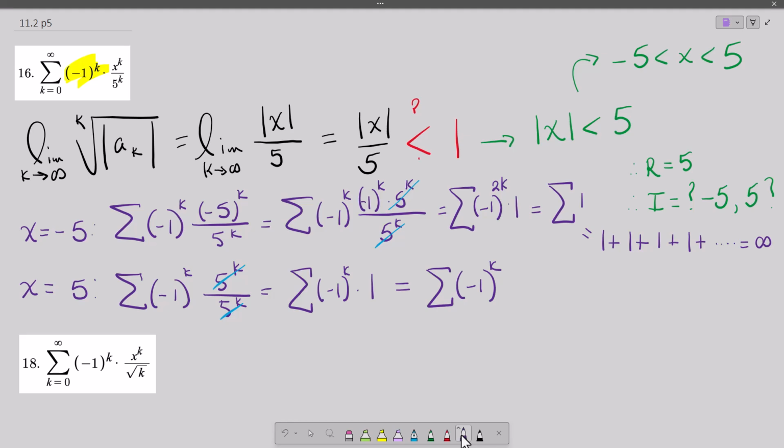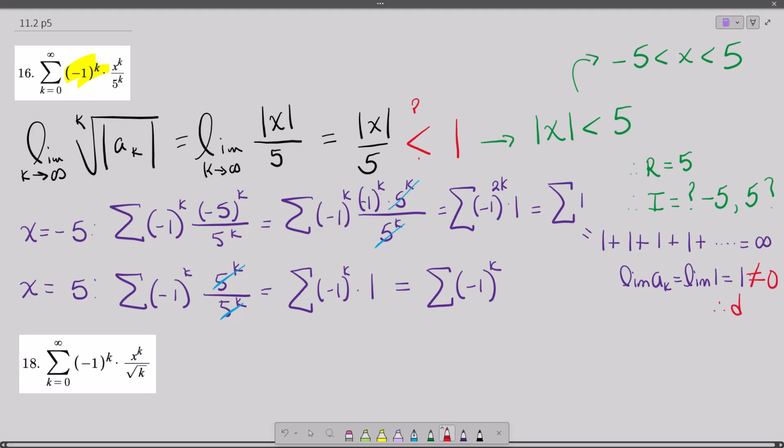So what is the explanation? What's the justification? What test? Divergence test, exactly. So the limit of a sub k is the limit of 1, which is 1, and that is not equal to 0. The divergence test says if that is not equal to 0, then you have divergence.